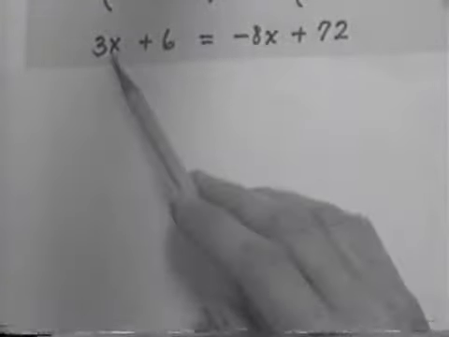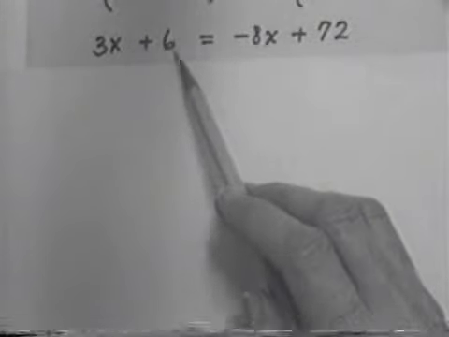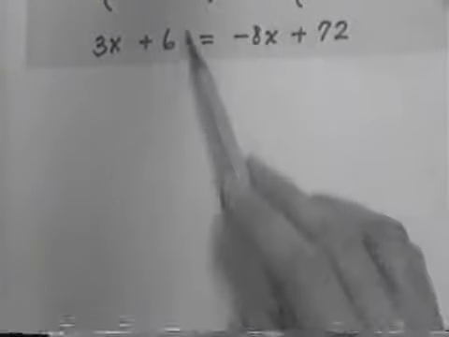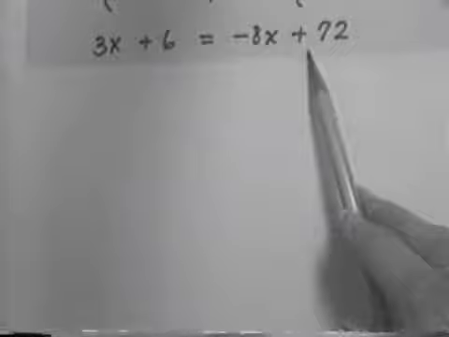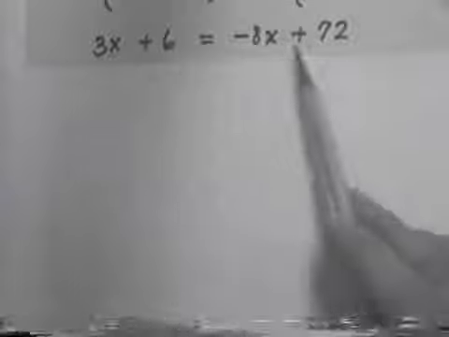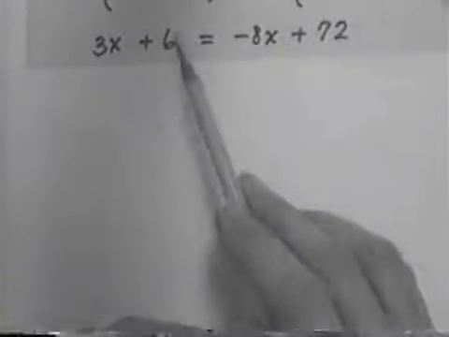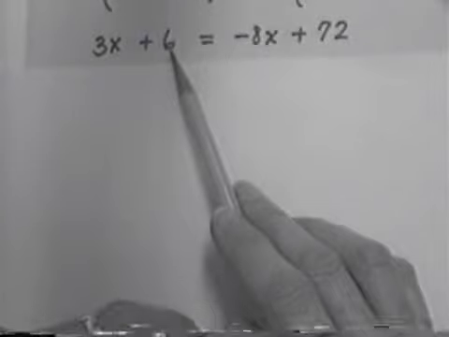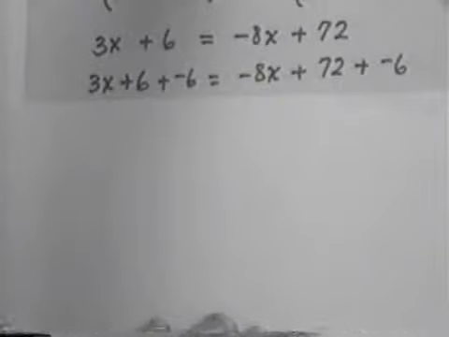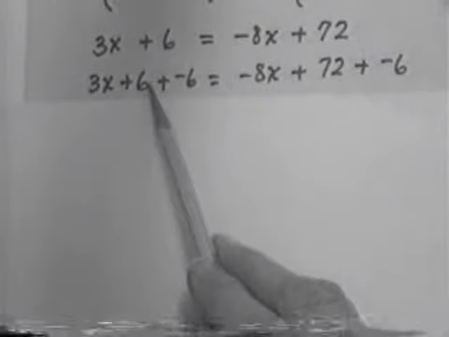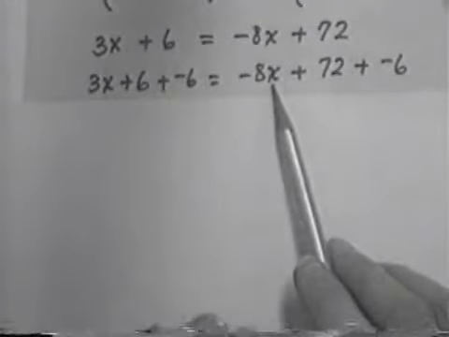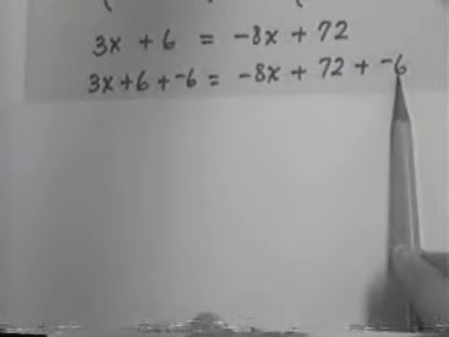Notice that we now have on the left variable term and constant term. On the right, variable term and constant term. We need to get all the variables on the left and all the constants on the right. So we remove the 6 from the left-hand side. To remove the 6, we add its opposite, so we'll add negative 6 to both sides of the equation. That gives us 3x plus 6 plus negative 6 equals negative 8x plus 72 plus negative 6.